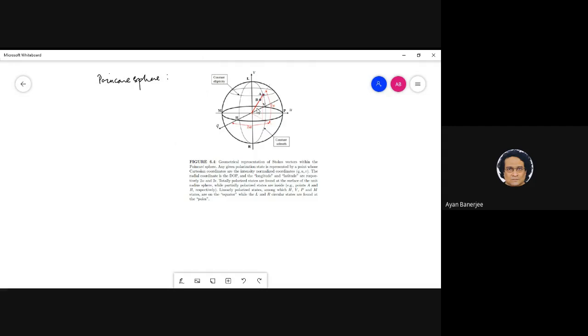And so what we typically write down is that this is a geometrical representation of all possible polarization states.